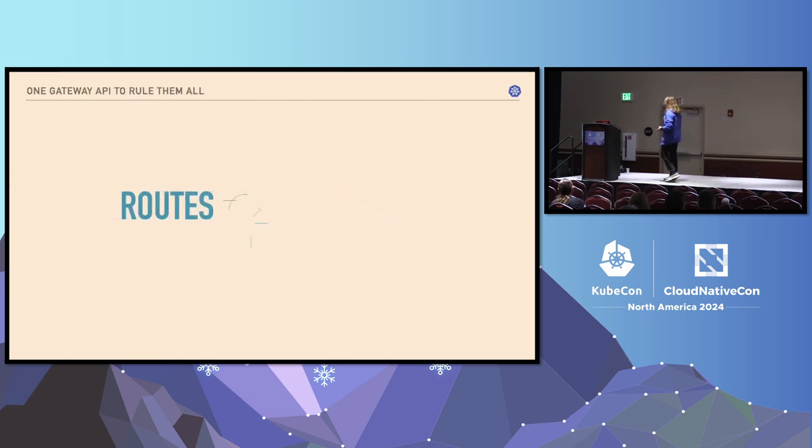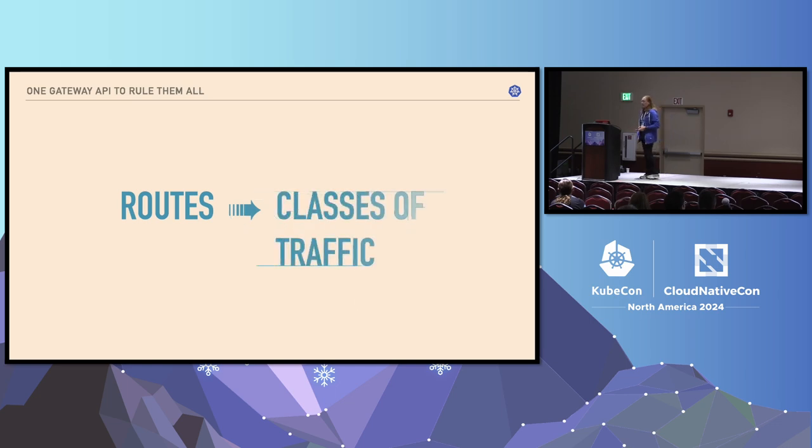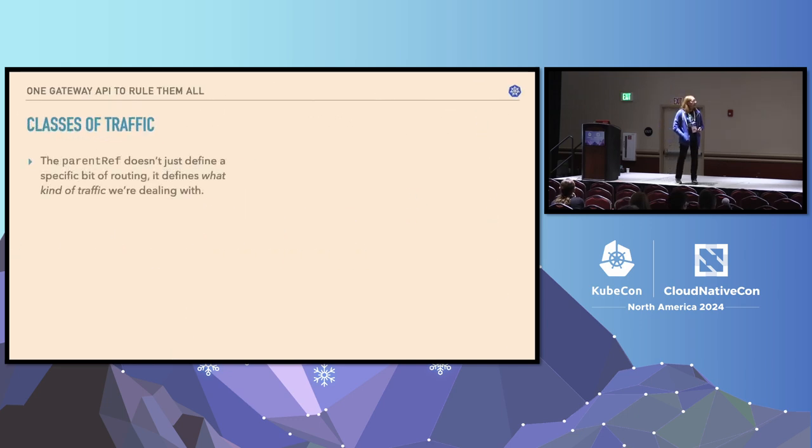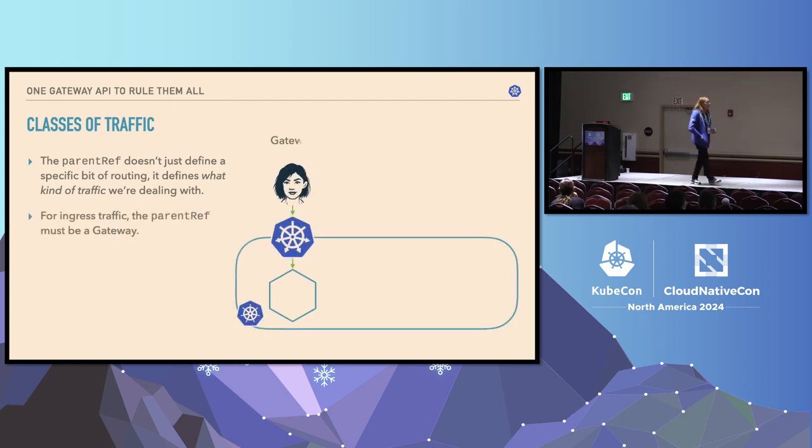So we have these things called routes, which people tend to think of as defining the way routing happens, but it's interesting that they also end up defining classes of traffic. So if you are looking at this, the parent ref actually tells you what kind of traffic it is, and correspondingly, to deal with a particular kind of traffic, you have to use the right kind of parent ref. So if you are doing Ingress traffic, the parent ref must be a gateway. I said we would come back to this point about gateways are not always about Ingress. Gateways are always about crossing administrative domains, and so you are always talking about Ingress into a particular administrative domain, of which the cluster is the most common.